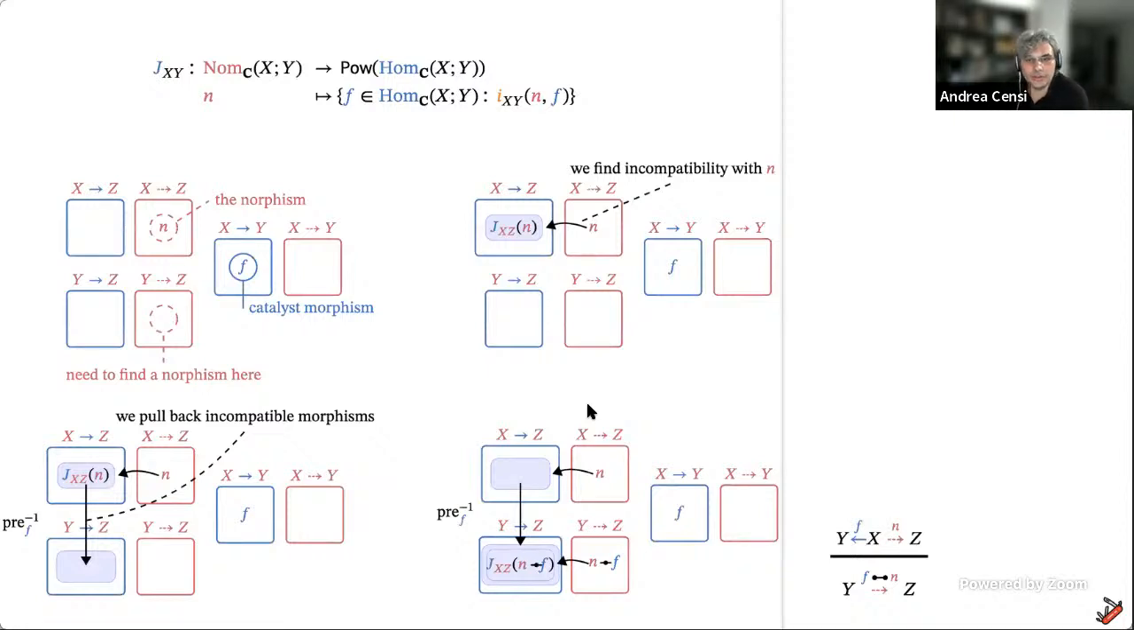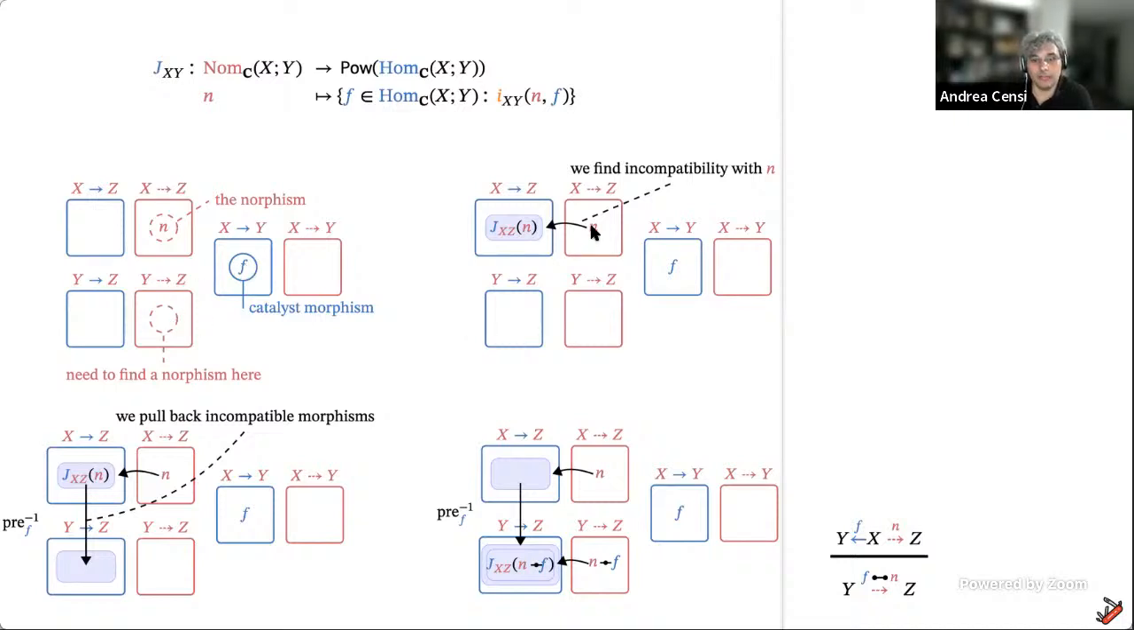Now, I'll give you the intuition of this: what's the logic behind this formalization? Well, this set-based, power set-based formalization. So let's start from here. Suppose that you have a norphism N and a morphism F. So N goes from X to Z, F goes from X to Y. The operation gives you a norphism in Y to Z.